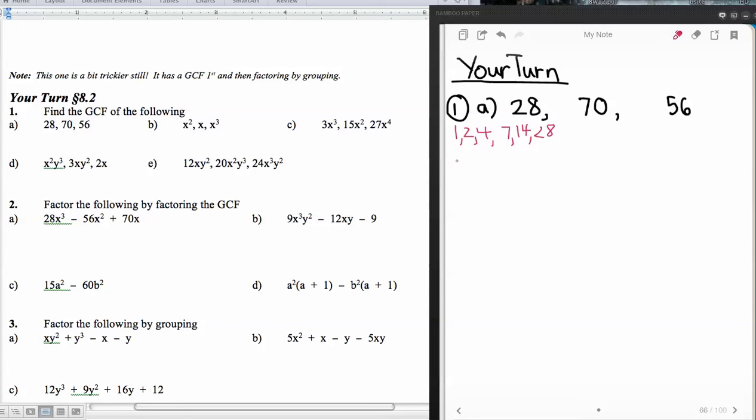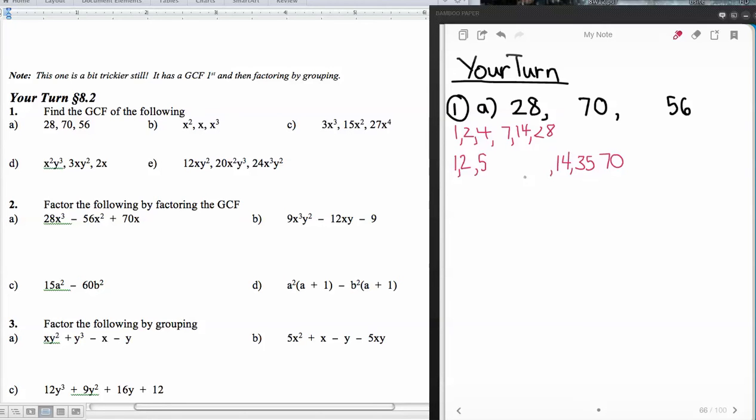And then for 70, we're going to do the same thing. 1 and 70. And then 2, yes, 2 and 35. And 3, no. 4, let's see, 4 will go in there one time with 3 left over, so no. 5, yes, because it ends in a 0, so 5 goes into 70, and we get 14.